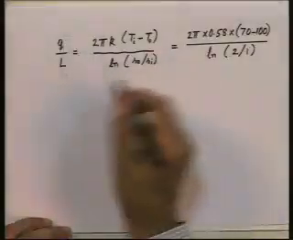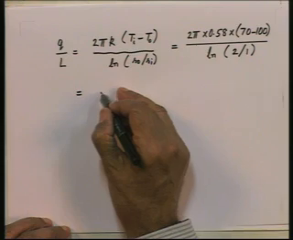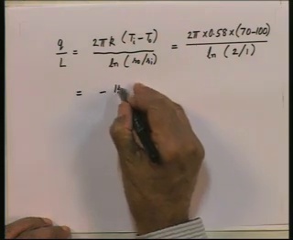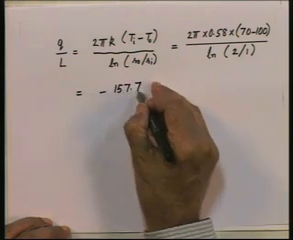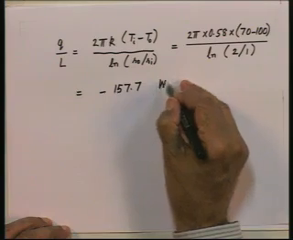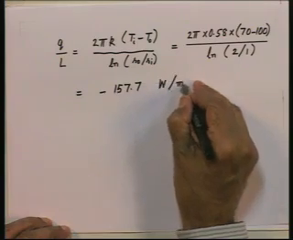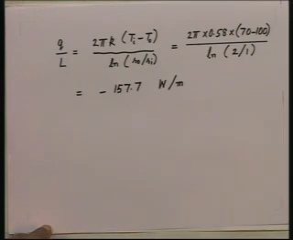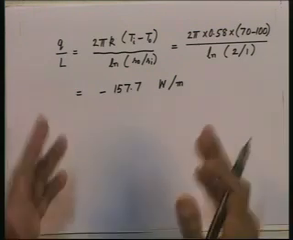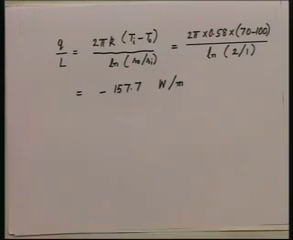I do not have to put it in meters because I am dividing one by the other and it becomes dimensionless automatically. And this, if you put in the numbers and calculate, you will get minus 157.7 watts per meter for a meter length of the tube. All right. So, that is the answer to the problem. It is a direct substitution into the formula which we just derived.